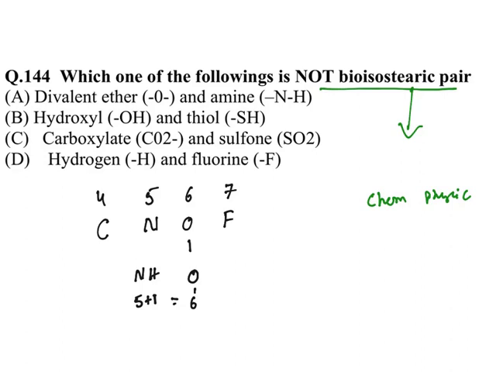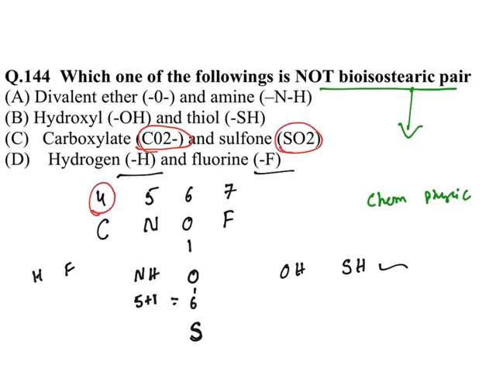Now hydroxyl and thio. Oxygen and sulfur both belong to the same group, so they have similar electronic parameters. So OH can be substituted by SH. This is also true. Now hydrogen and fluorine, both of them have 1 electron, so they are also isoelectronic pairs. But the odd man out is carbon dioxide and sulfur dioxide. Carbon is this one, sulfur is this one. They cannot be replaced. So this is wrong. So not bioisosteric means C.